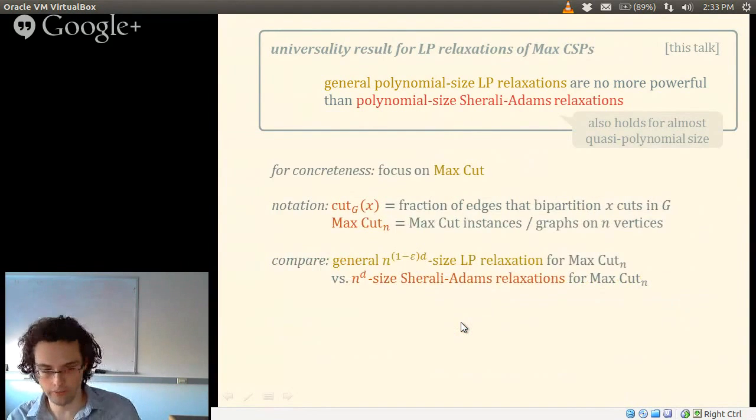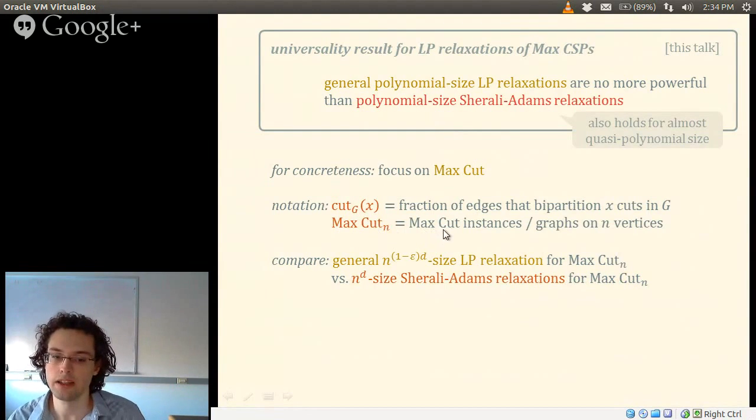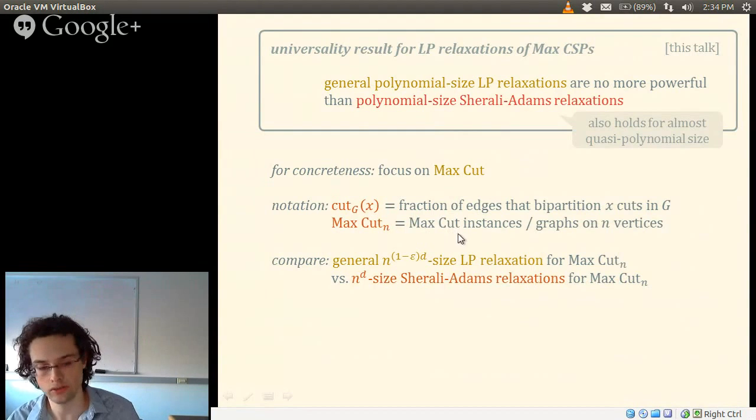Okay. So, for the rest of the talk, I want to explain some of the ideas behind this universality result. The focus will be on max cut, just because it's a very concrete and simple problem to describe. You need some notation. First, the cut function of a graph. For every bipartition, the cut function of the graph tells us the fraction of edges that the bipartition cuts in the graph. And max cut sub n is the set of max cut instances on n vertices, which means all weighted graphs on n vertices.